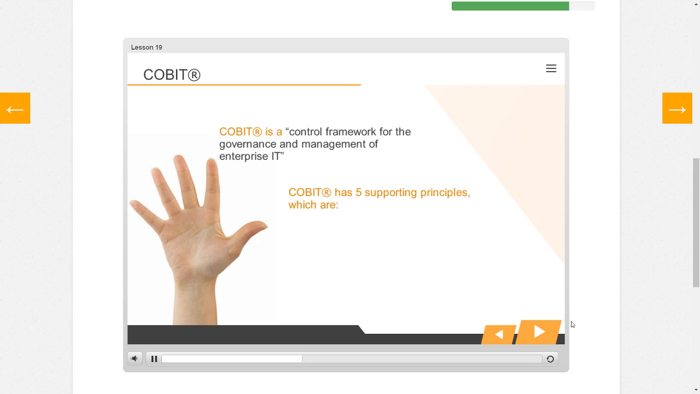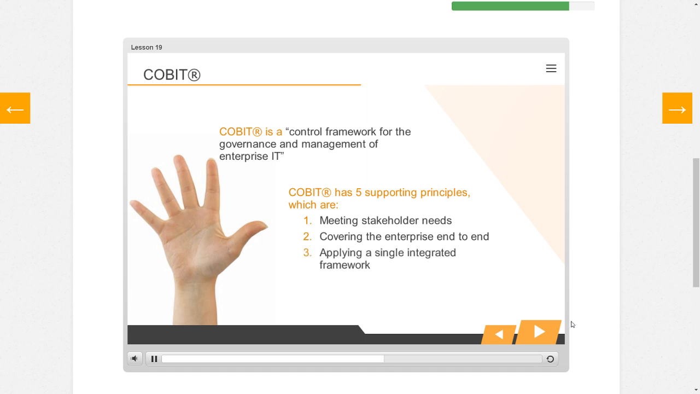COBIT has 5 supporting principles, which are: 1. Meeting stakeholder needs. 2. Covering the enterprise end-to-end. 3. Applying a single integrated framework. 4. Enabling a holistic approach. 5. Separating governance from management. The concept of end-to-end coverage and a single integrated framework are very relevant in a SIAM environment.